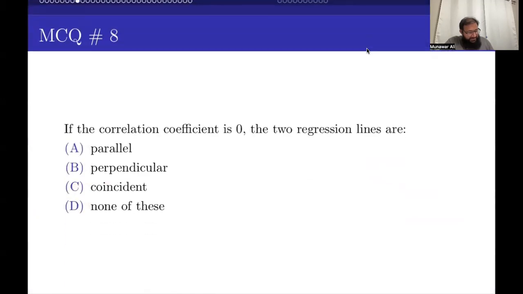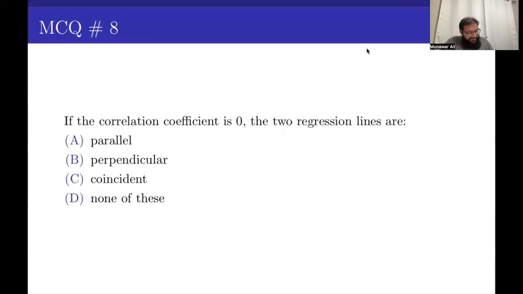Okay. So the next thing is, if the correlation coefficient is 0, then the two regression lines are parallel, perpendicular, coincident, or none of these. This is a question related to statistics, but let me give you something that might help you. If we are given some data, which is maybe random, maybe something else, then we can find the regression of y against x or x against y. Then we have formulas for that.